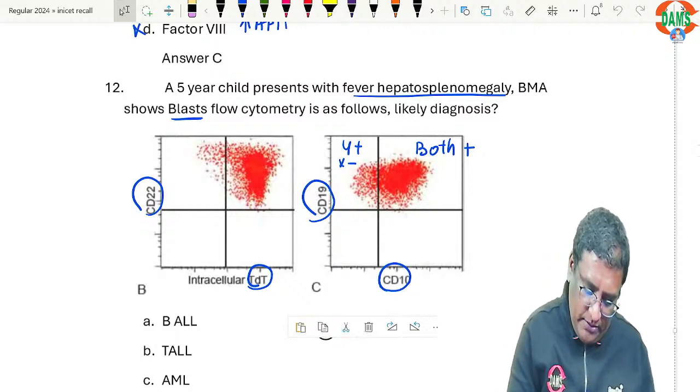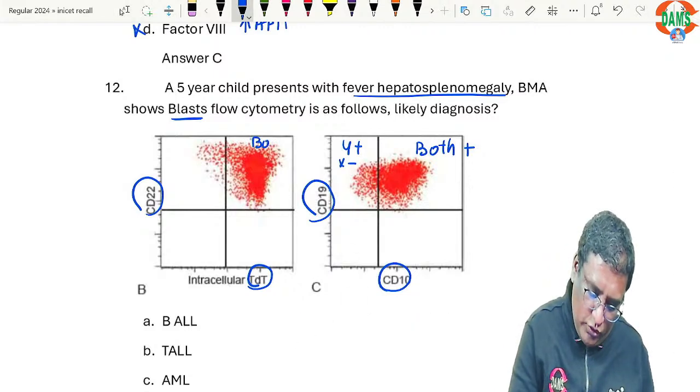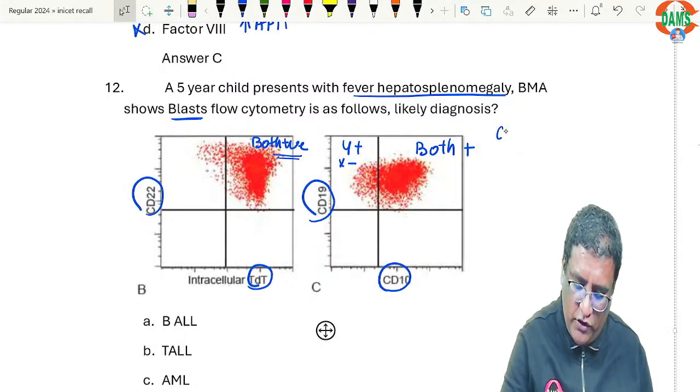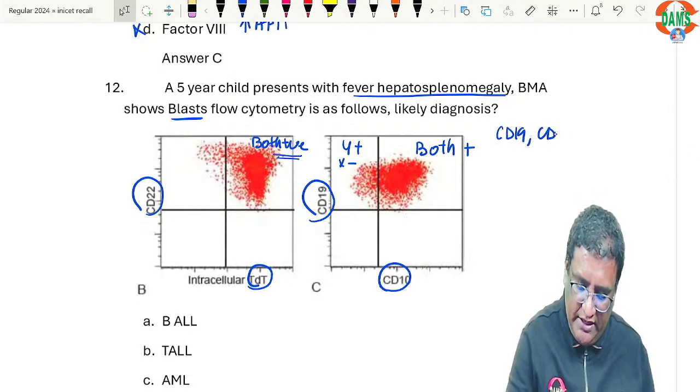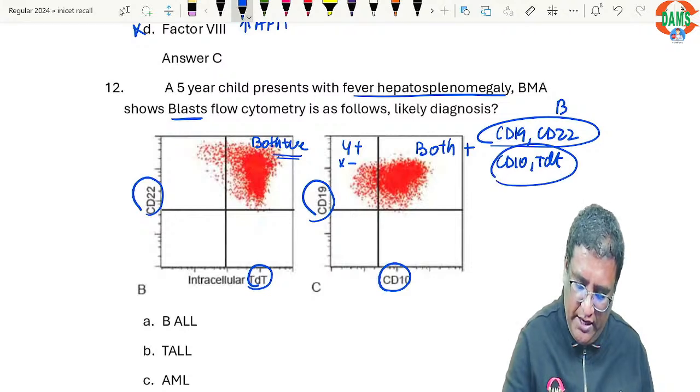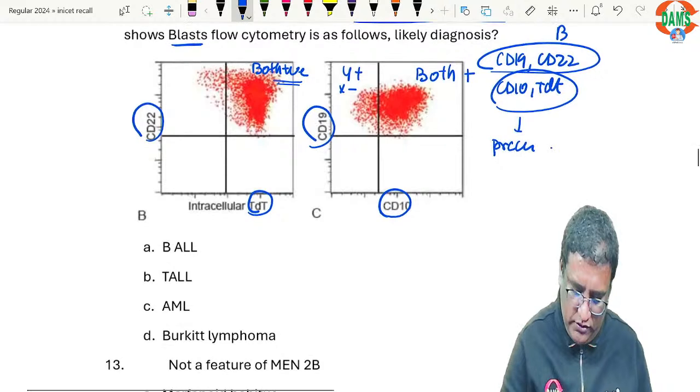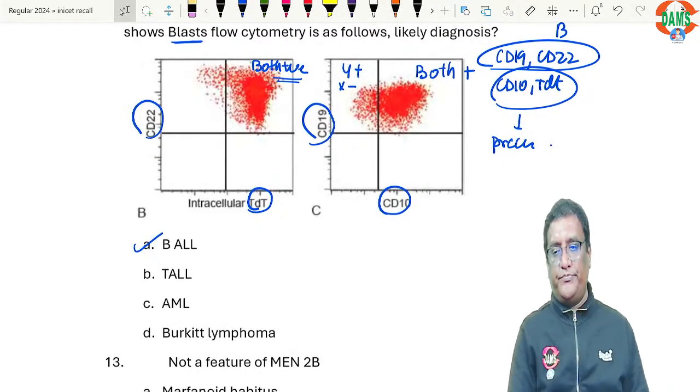So CD22 is a B cell marker. So this will be again both positive. So basically the cells are positive for CD19, CD22, CD10 and TdT. CD19 and CD22 are B cell markers. CD10 and TdT are precursor markers, right? So that is why the diagnosis is B-ALL.